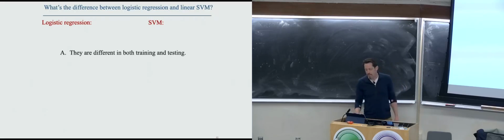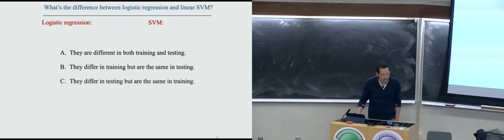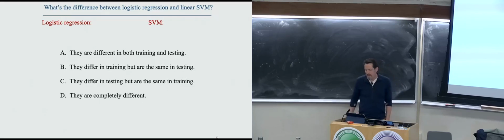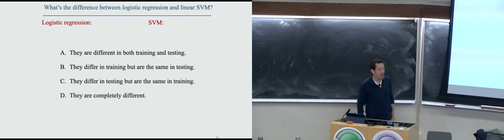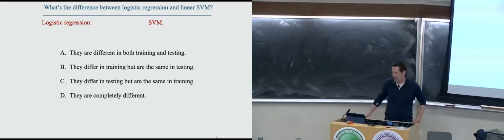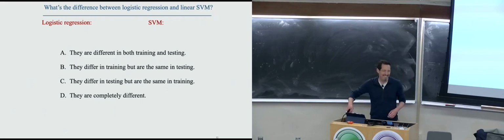So what's the difference here? I'll let you think about this. What is the difference between logistic regression and linear support vector machine? Come back and tell me on Friday, okay?